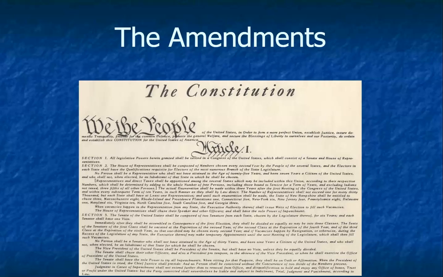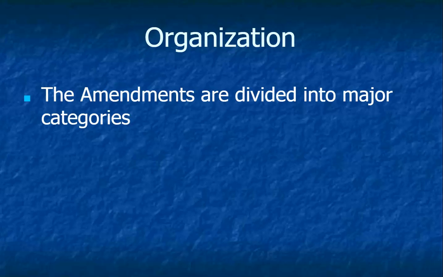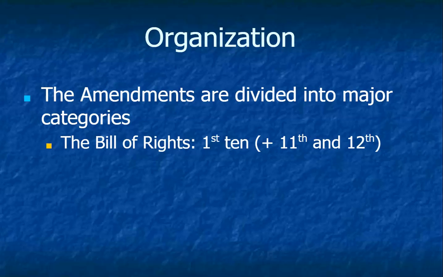Today, we will be discussing the amendments to the Constitution. There are currently 27 of them. Now, the Constitution's amendments are divided into major categories. The first set is the Bill of Rights, then the Civil War amendments, and finally the other amendments, because they're kind of a mishmash.